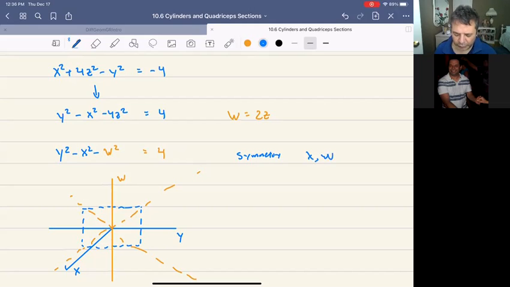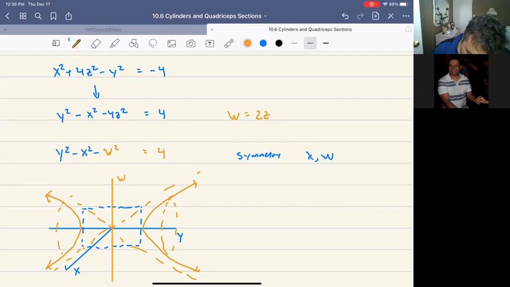Sorry, give me just a second. Y and w. So it's going to be going out in y, and it'll go this way. So this is a two-sheeted hyperboloid, again, because you've got the two pieces.